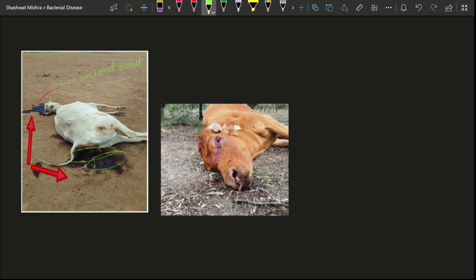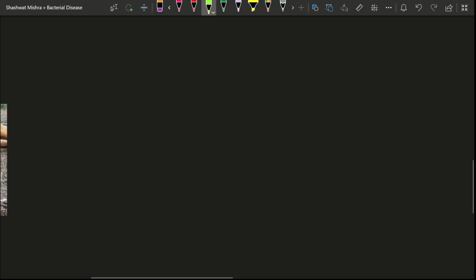You can also see here that the blood is oozing out from the eyes also. Okay, so this was all about anthrax.